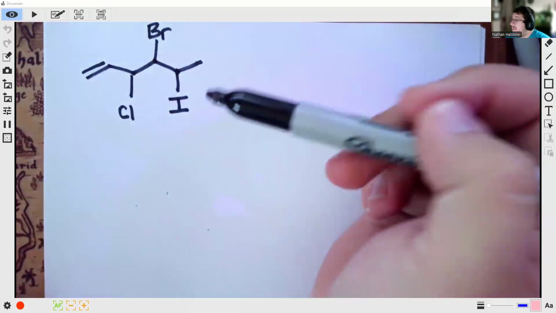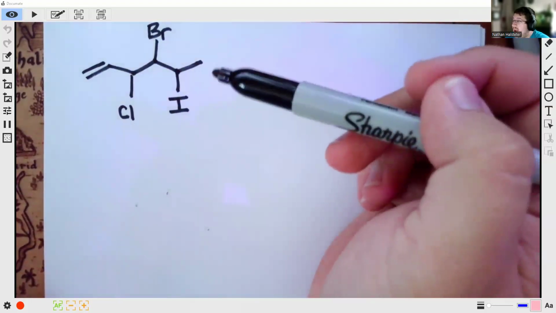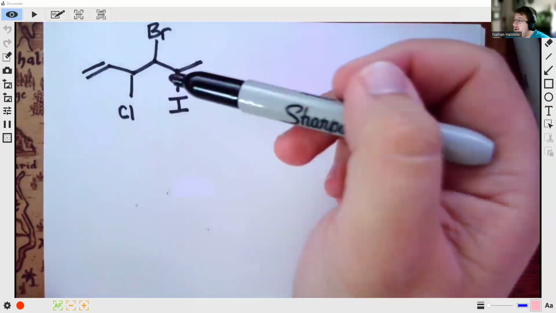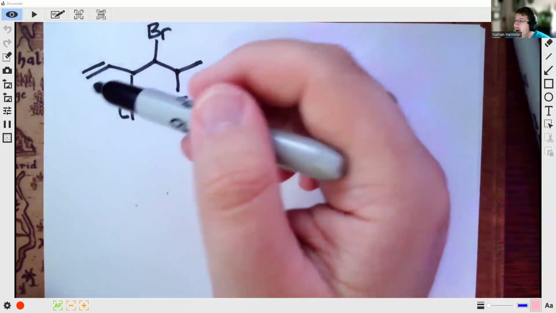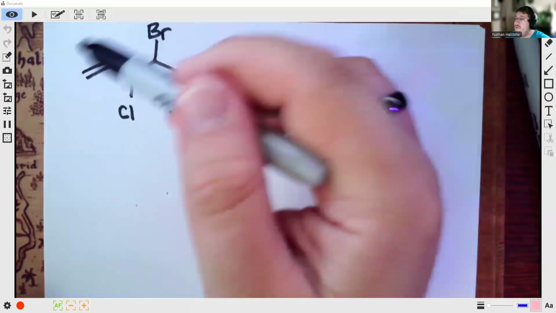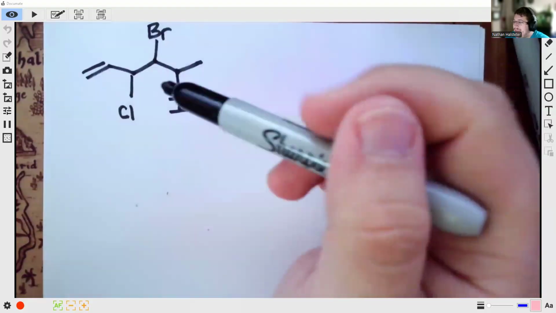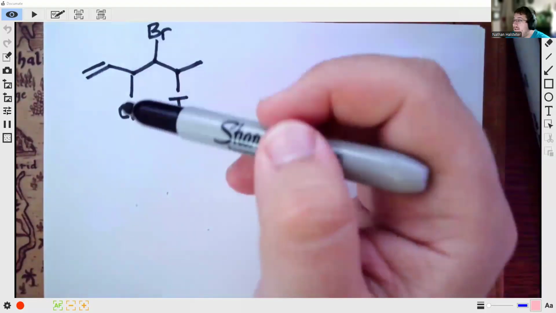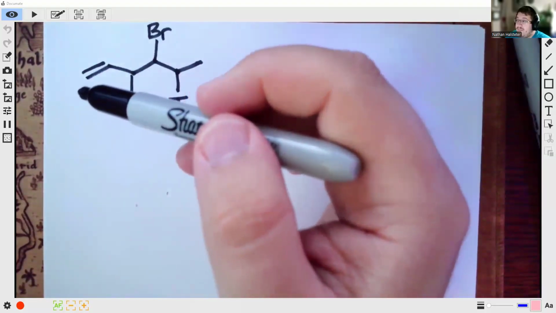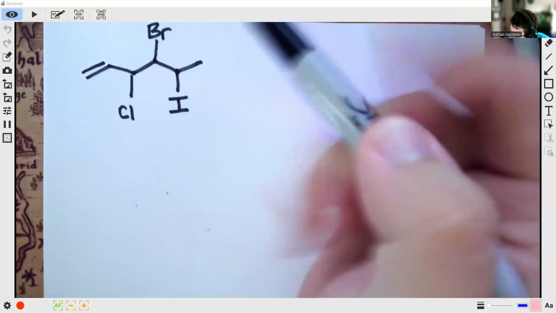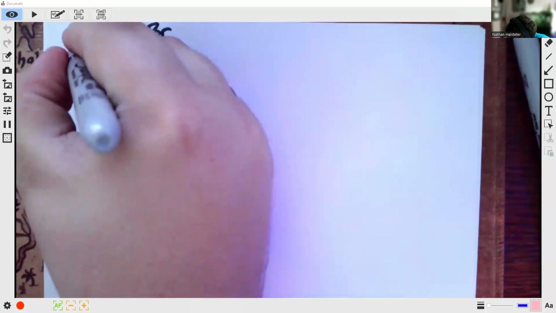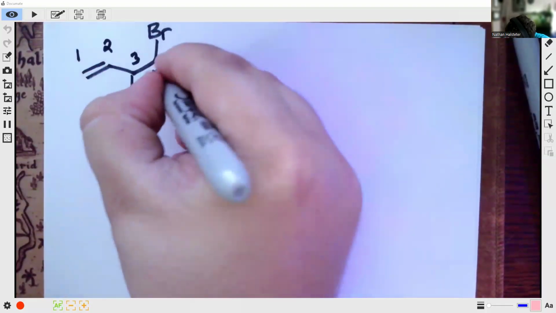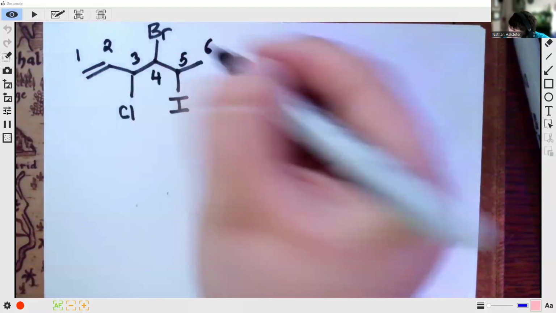Okay, so this part might be a little bit more tricky. We got to determine which side we're going to start at. Typically, we want our first substituent at the lowest number. In this case, our first substituent would be from this side. But when we have new functional groups, which we're going to get into more detail with, our double bond here actually has higher naming priority than all of our halogens. So our alkene, remember, would have higher priority. So we're going to want to start the chain at our highest priority functional group, which in this case is our alkene. So 1, 2, 3, 4, 5, and 6.